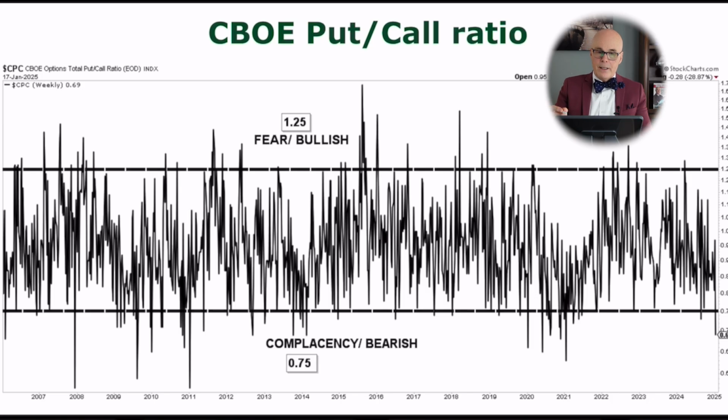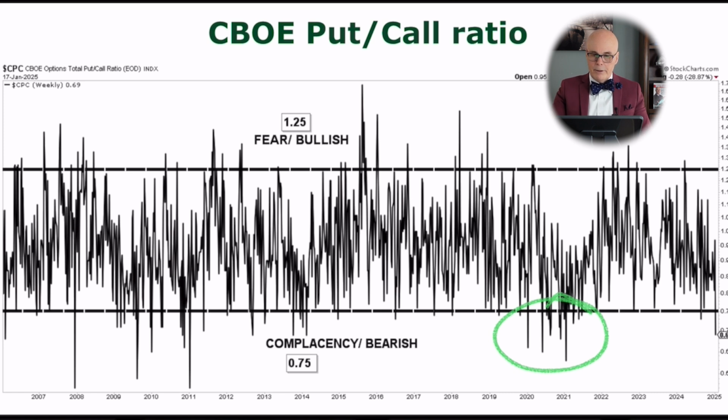So what I found is that if you have a ratio of 0.75 puts being bought for every one call that is being bought, that means that the market is complacent. Everybody's happy. Nobody feels that they have to buy puts because nothing could go wrong. Well, we tend to find that when there's a spike below 0.75, that tends to signify market tops.